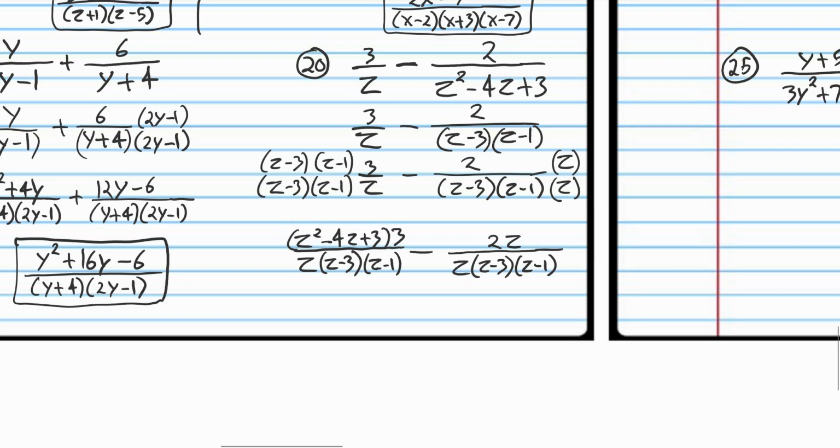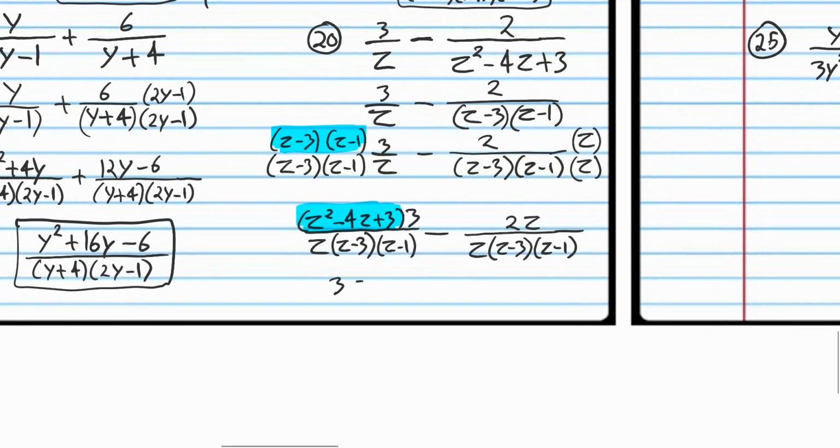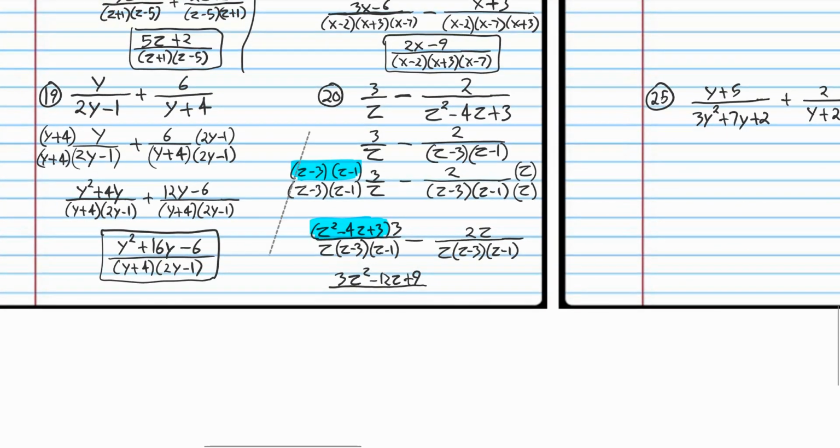So I'm going to color code this. So this blue part became all of this, and the green 3 is still there. So now all we have to do is multiply the 3 into this trinomial. So 3 times z squared is 3z squared. 3 times negative 4z is negative 12z. And 3 times 3 is 9. And I'm just going to have to go down and probably shrink some of this.